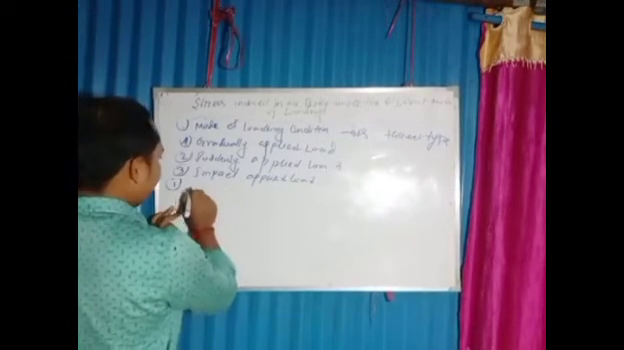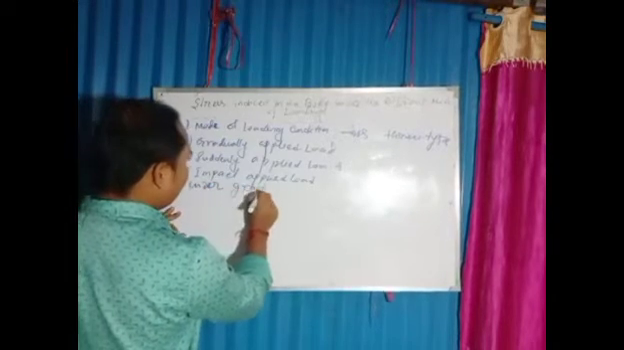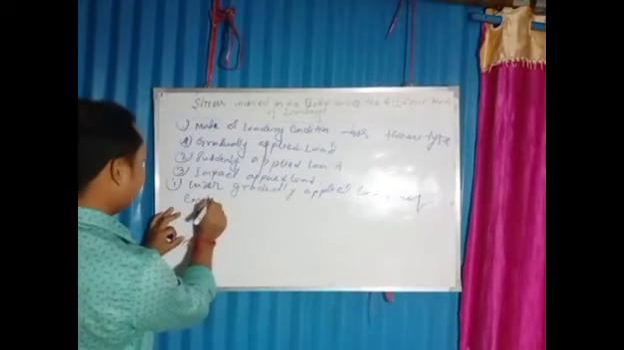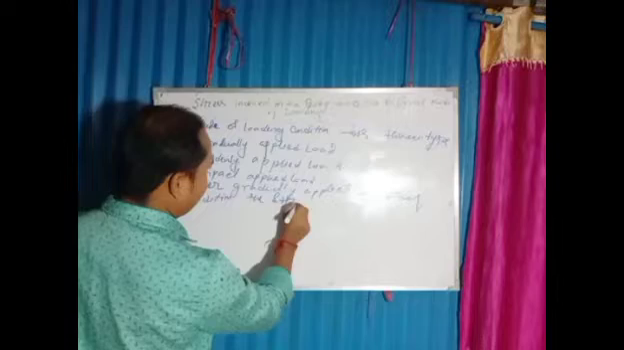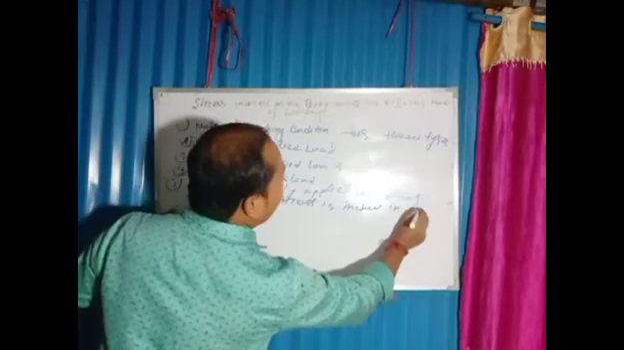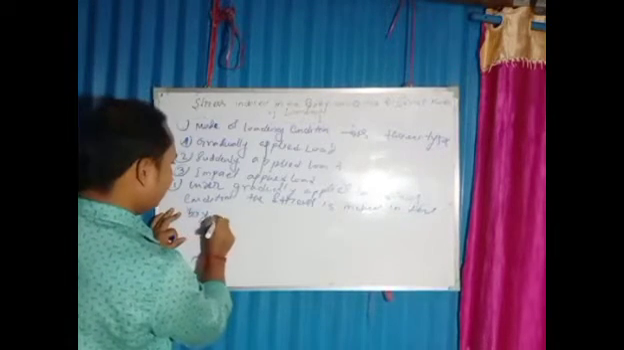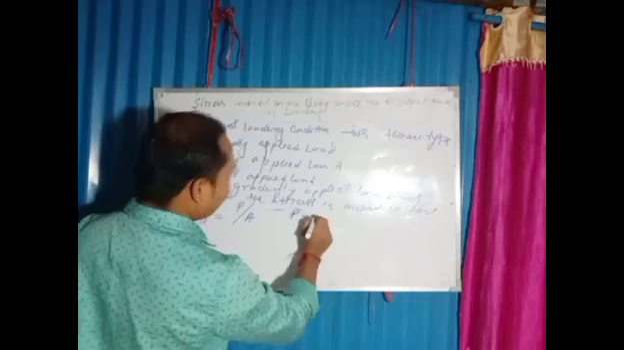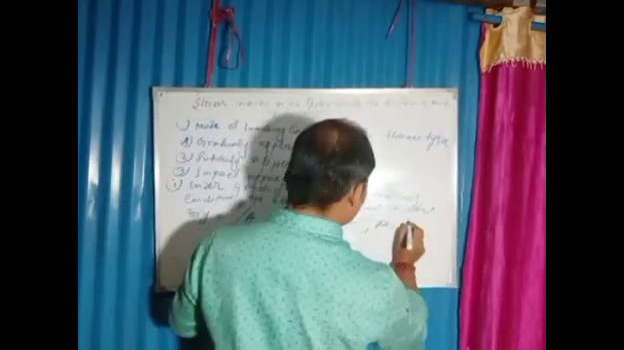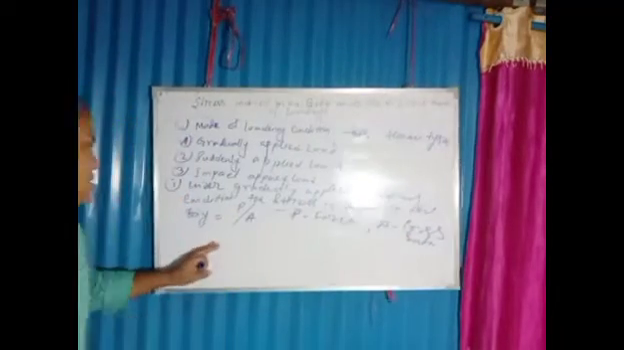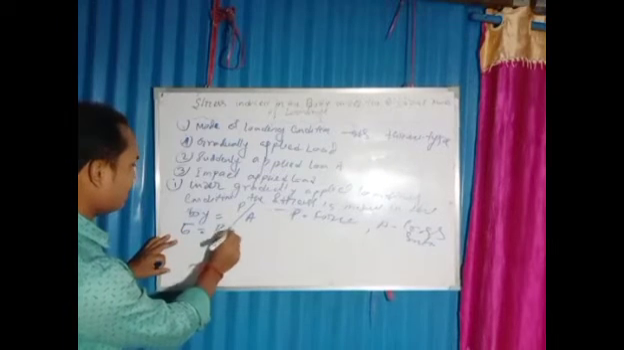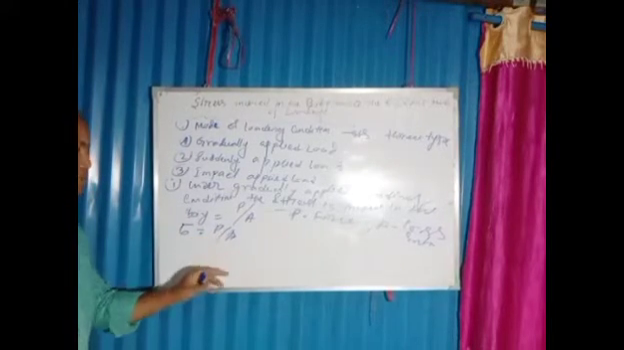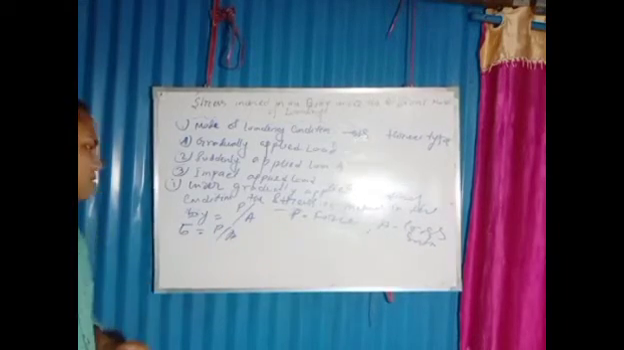First point: under the gradually applied loading condition, the stress induced in the body is generally P by A. Here P is the force and A is the cross sectional area. By this formula we can easily calculate the stress of this object under gradual loading. That is P by A, where P is the load, the force, and A is the cross sectional area.